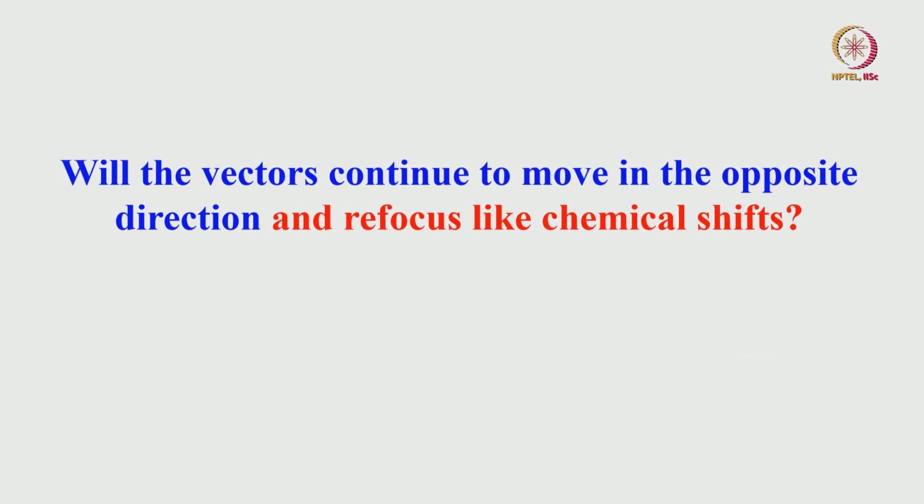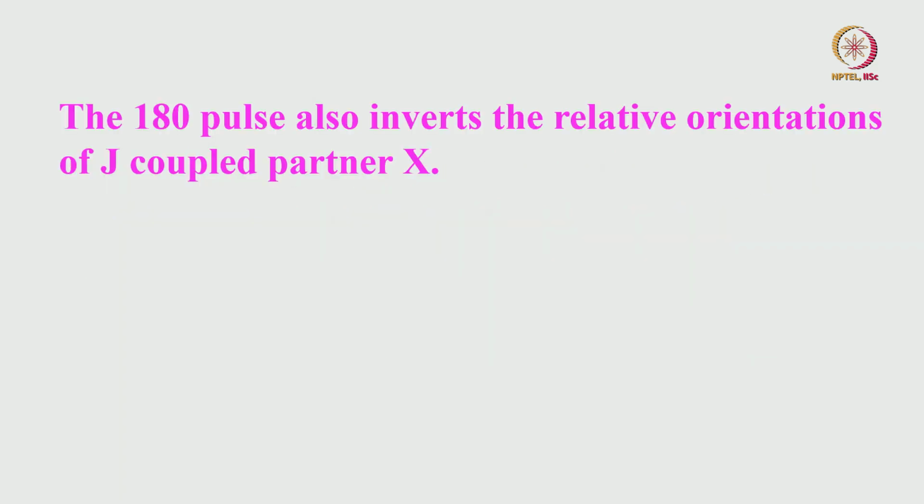Remember, the 180 pulse also inverts the relative orientation of the J coupled partner. You are considering the doublet, two vectors of the A spin which is coupled to X.